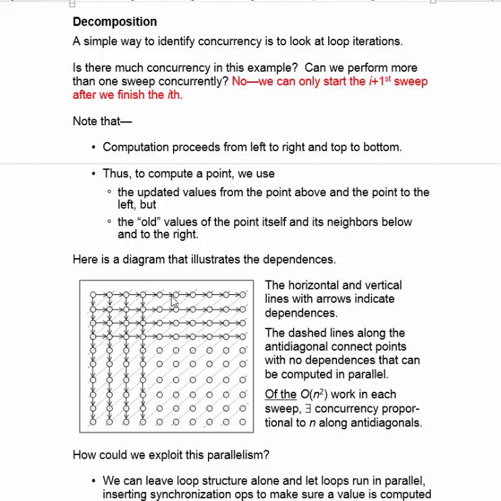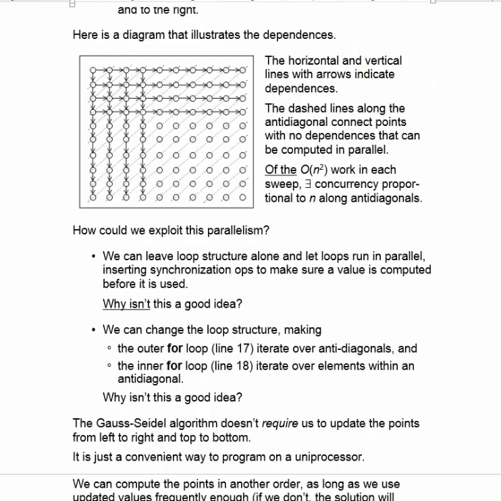The dashed lines along the anti-diagonal connect points that have no dependencies because the calculation of none of these points depends upon the calculation of any point on a different anti-diagonal. Of the order n squared work in each sweep, there is concurrency proportional to n along the anti-diagonals. So let's consider whether we might exploit this parallelism. Well, one thing we could do is leave the loop structure alone and let loops run in parallel, but synchronize calculations at each point to make sure that the new values above and to the left have been computed before we compute a current point.